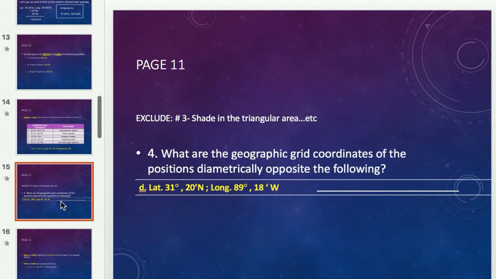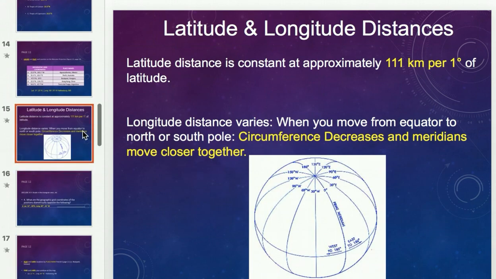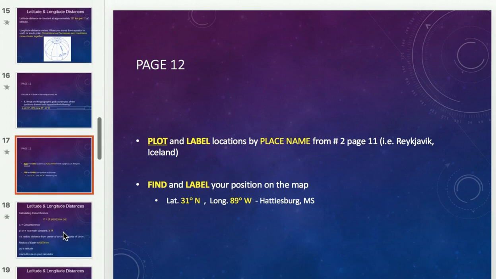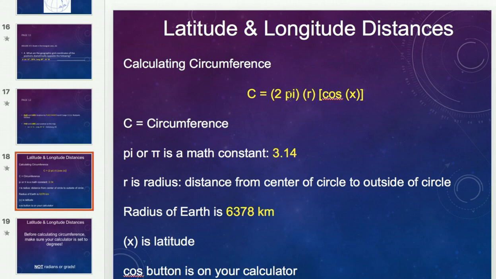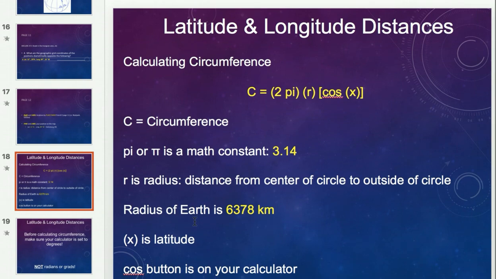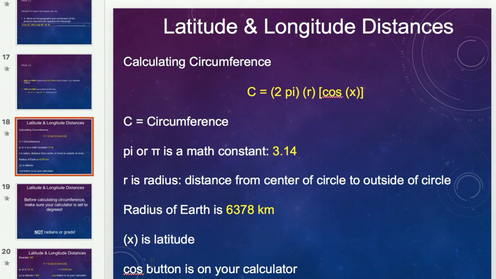Let me find out where that is on the PowerPoint. Okay, so again, 2 times pi times r. Radius of the Earth is 6,378 kilometers, and x is the latitude. And then there is a cosine button on your calculator. So, of course, there's one if you're using Texas Instruments. It's pretty easy to find. Now, if you don't have a Texas Instruments calculator, you can use your iPhone. You'll have to turn your iPhone sideways so it'll show it, and you'll see degrees.